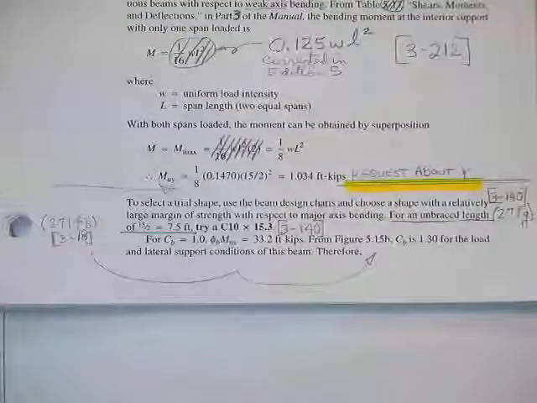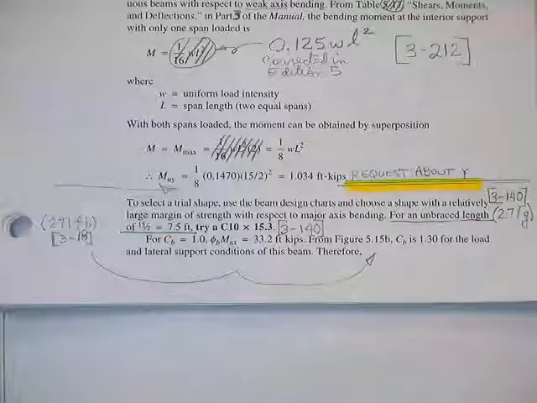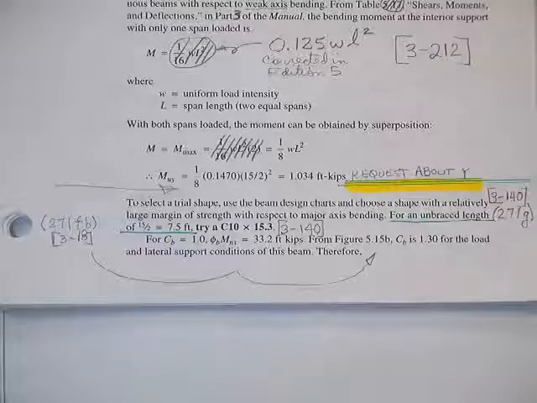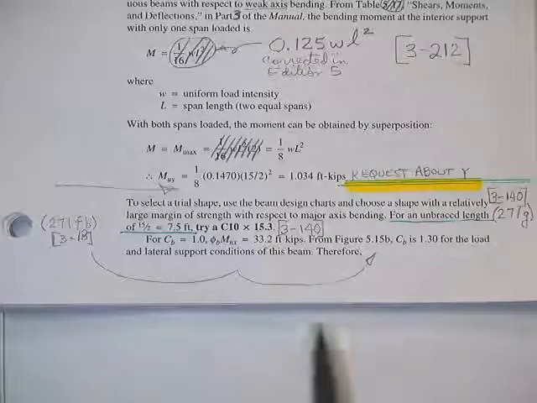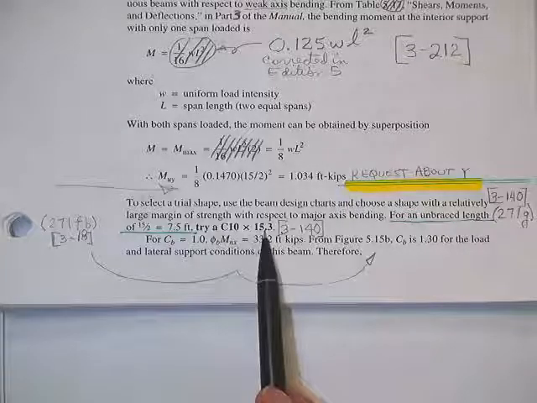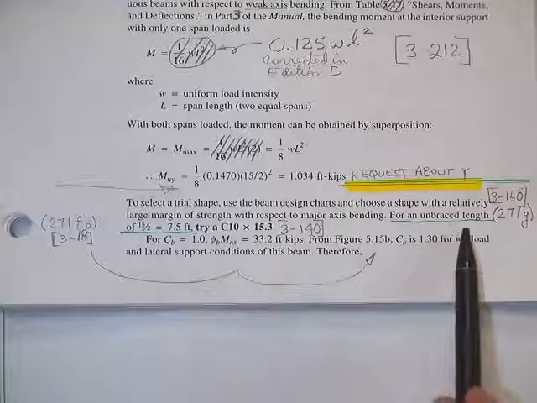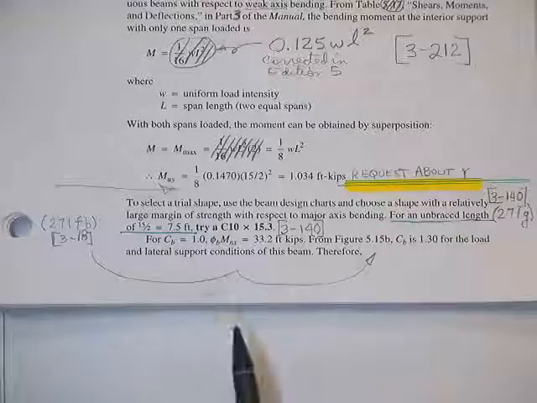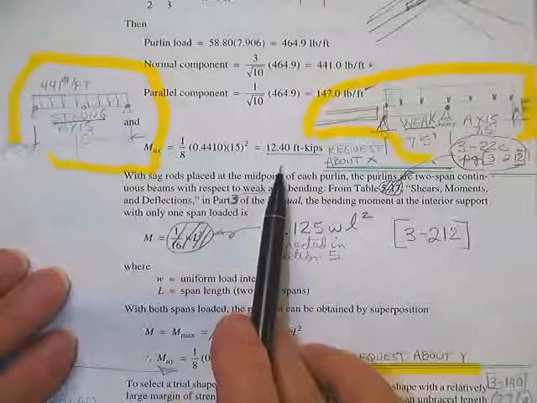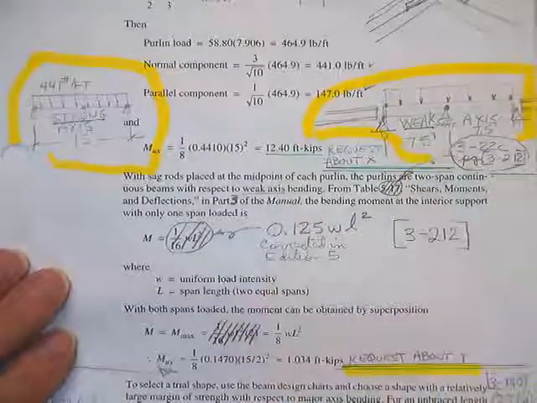Now, right off the bat, he does a number on us. He says, select a trial shape. Okay, I understand that's what design is. Unless you got some tables or something that'll handle this stuff, you're going to be selecting a trial shape, and you're actually going to analyze your proposed design. And he says, why don't we try a C10 by 15.3 that will handle an unbraced length of 7.5 feet and give us a moment that's 12. But he says, no, the one I'm proposing doesn't give you a 12. I say, well, okay, I guess you're going to make it a little bigger than 12.